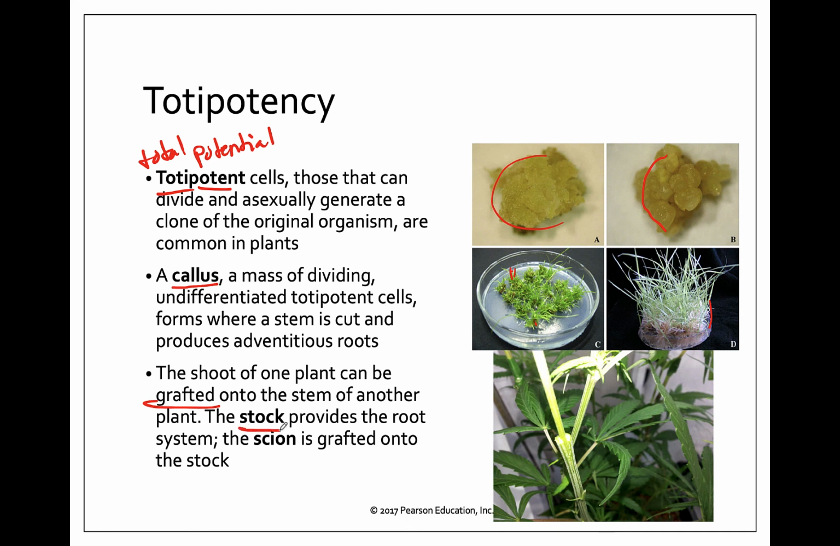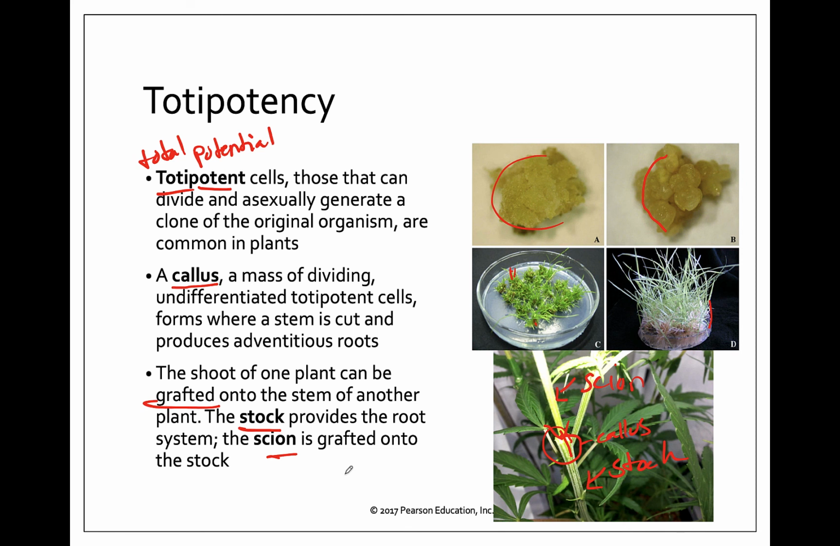So the stalk is the plant that provides the roots. So in this case, this plant down here is the stalk. And then the scion is the plant that is grafted into it. So you would do this by taking a shoot cutting of the scion, cutting into the stem of the stalk, and then putting this in here. And what happens is in this location, the plants form a callus. And then those undifferentiated cells grow together to create one plant.